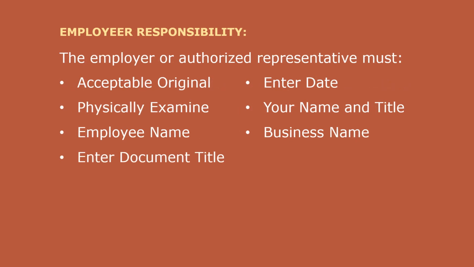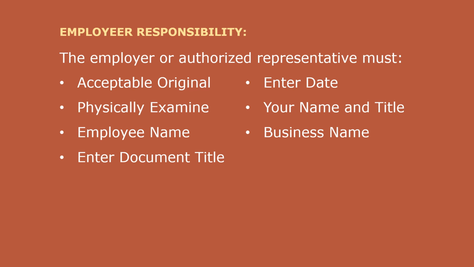The employer or authorized representative must ensure that any document your employee presents is original and on the list of acceptable documents or is an acceptable receipt. Physically examine each document to determine if it reasonably appears to be genuine and to relate to your employee presenting it. Enter your employee's last name, first name, and middle initial if provided from Section 1.